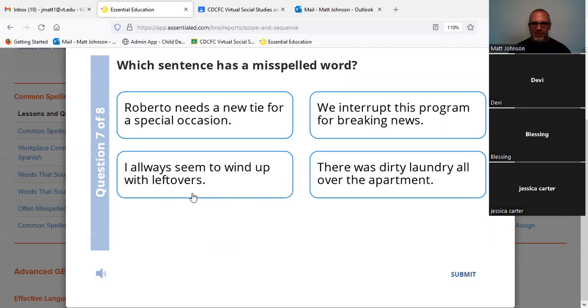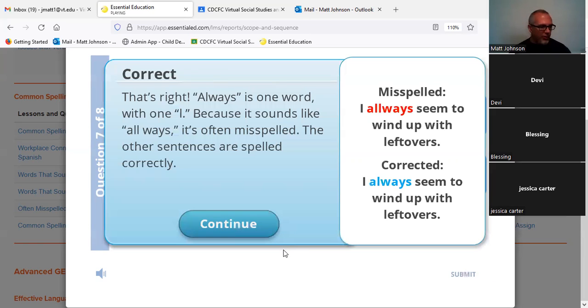And always, right? So typically words like already or always that have that AL sound at the beginning, you're not going to have the two L's. You'll have one L, always, already. So there, ALWAYS would be the correct spelling.